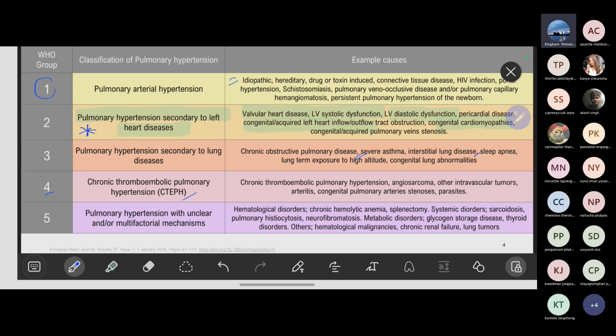In patients with CTEPH, they usually have thrombi attached to the pulmonary vessel. So it may occlude the lumen and lead to an increase in pulmonary pressure. Group 5, pulmonary hypertension with unclear mechanism. Example causes are chronic renal failure and lung tumor.